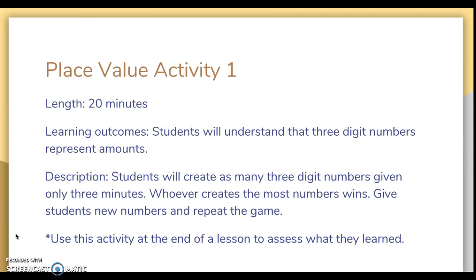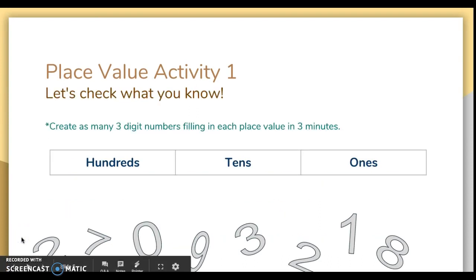So for my first activity, the length would be 20 minutes. The learning outcome would be students will understand that three-digit numbers represent amounts. Description is students will create as many three-digit numbers as they can given only 3 minutes. Whoever creates the most numbers wins. Give students new numbers and repeat the game. This is an activity that would be used at the end of a lesson in order to assess what they've learned. So this is just something that I came up with on my own.